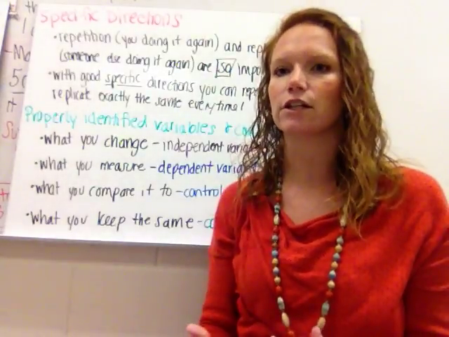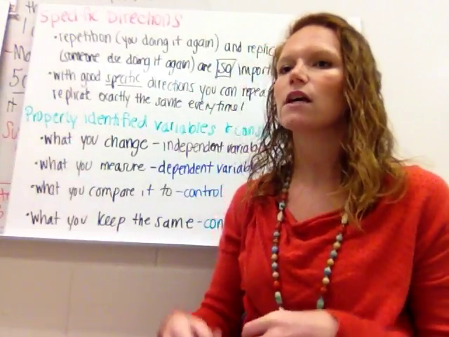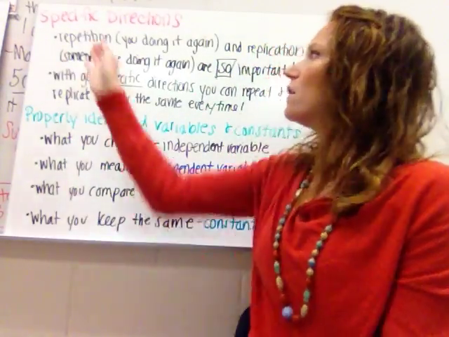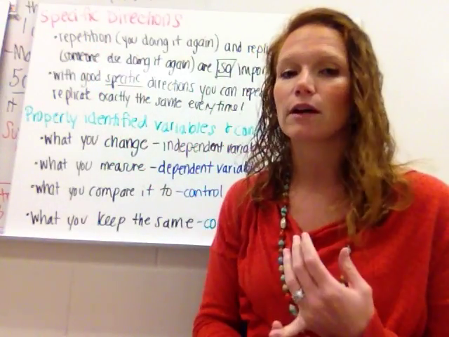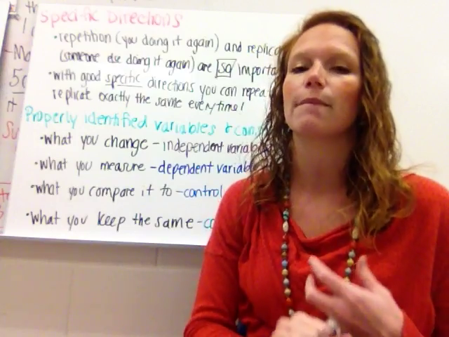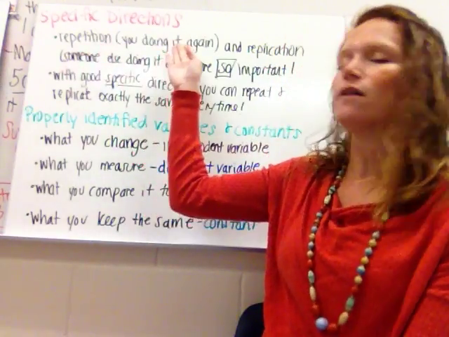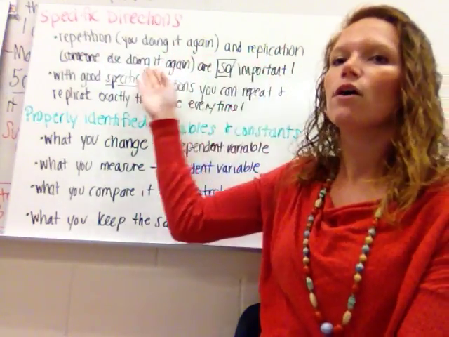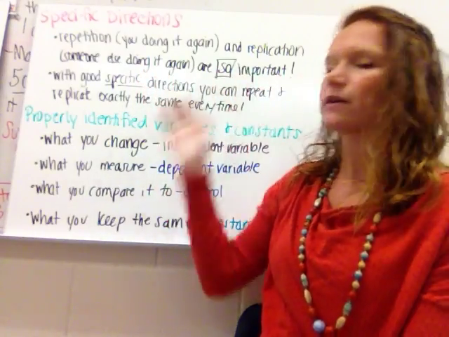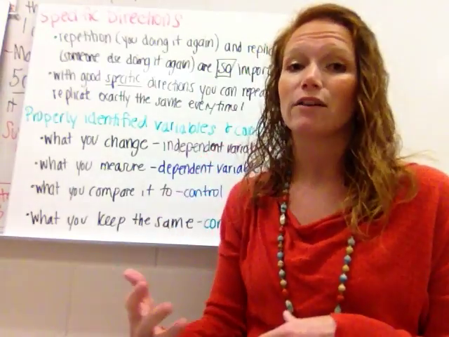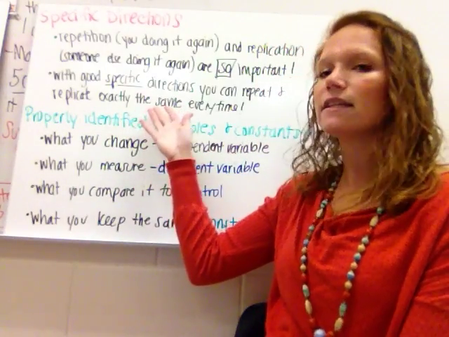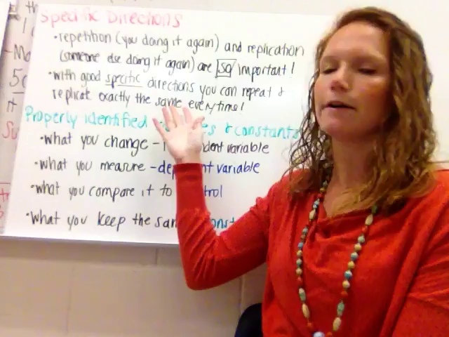So specific directions. These specific directions are most important for repetition and replication. Science isn't considered science until someone else has done the exact same thing and you've done it many, many times. You doing it again, repetition. Someone else doing it, replication. It's so, so important. So with these specific directions, you can make sure that when you do it again, or if someone else does it again, that it happens exactly the same way and they do the exact same experiment.